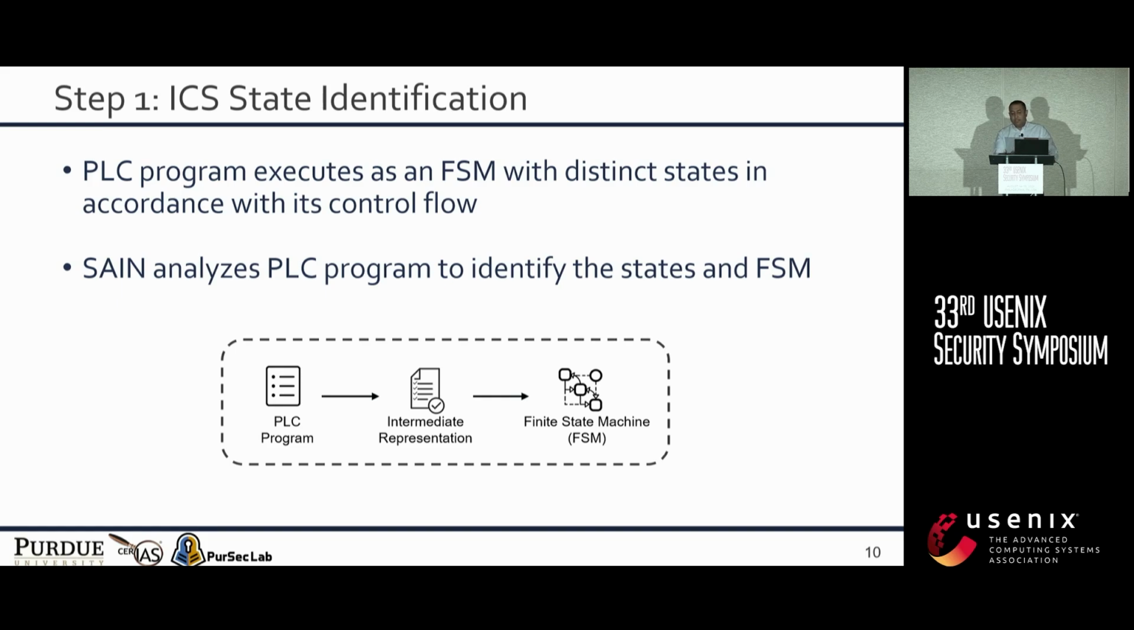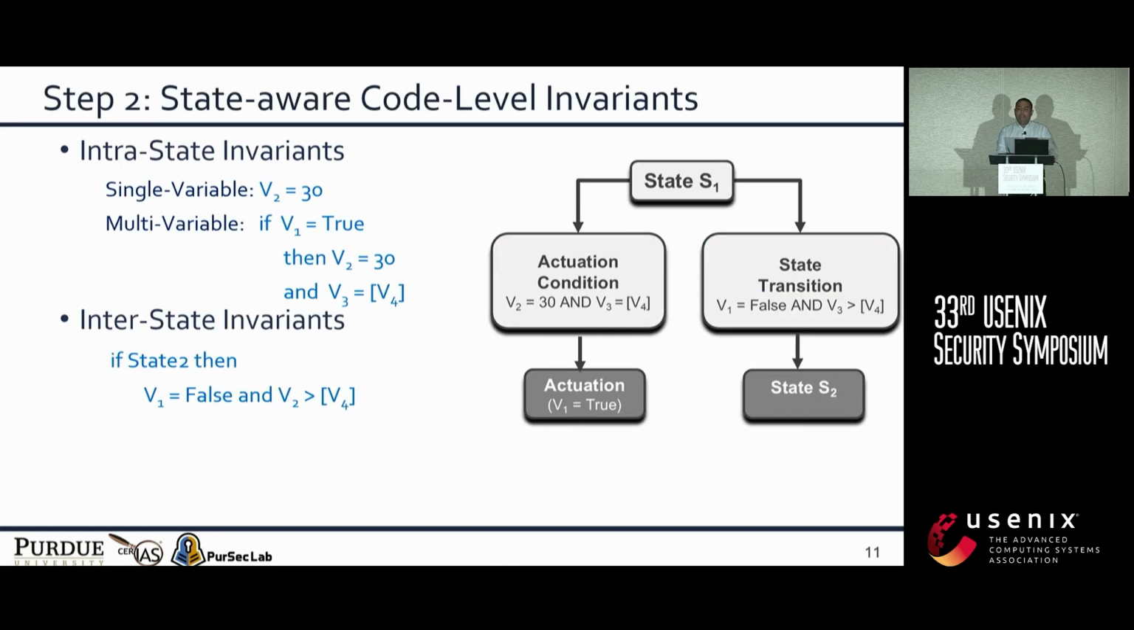From this observation, SAIN extracts ICS states from the PLC program. SAIN first generates an intermediate representation of the PLC program. It then builds an FSM model of the PLC code, mapping out the behaviors and transitions of ICS within and across states. After identifying the ICS states, SAIN extracts the state-aware code-level invariants, creating both intrastate and interstate invariants.